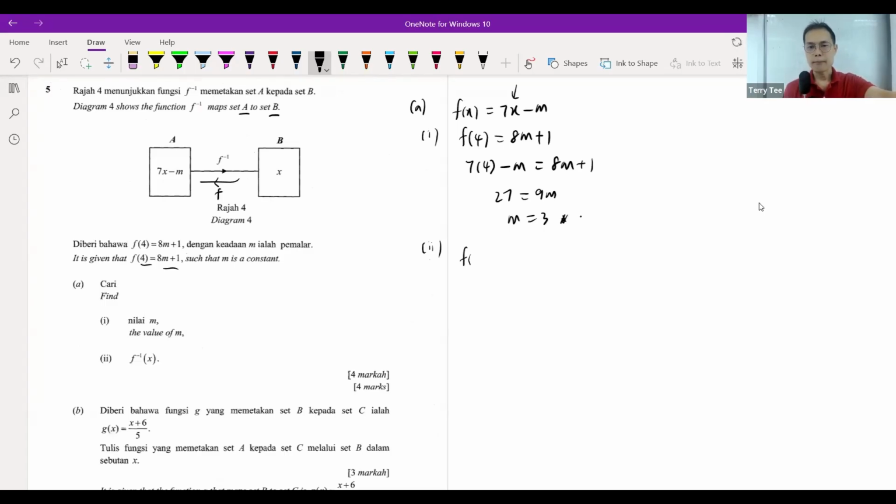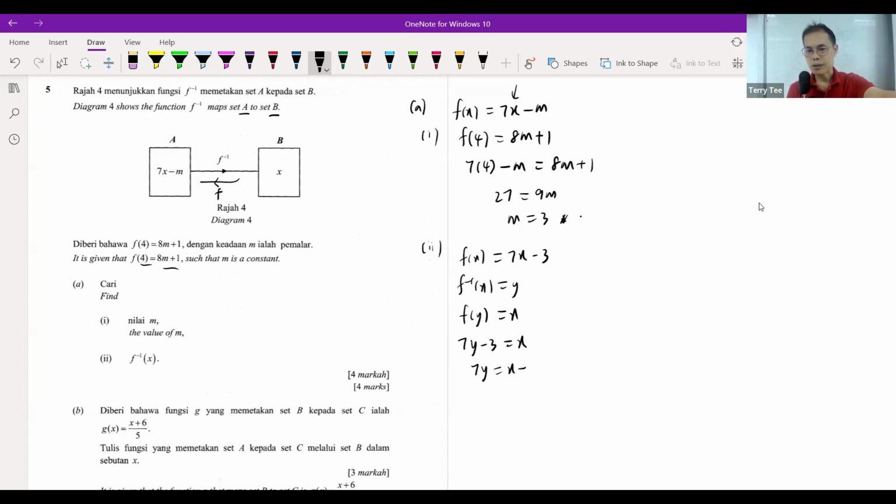You know your m now. Your m is now 3. So to inverse this function, we let f inverse x become y, so f y is now x. Remember, you can also let f x become y. If you let f x become y, you're solving for x. If you let f inverse x become y, you're solving for y. So this is 7y minus 3 equals x.